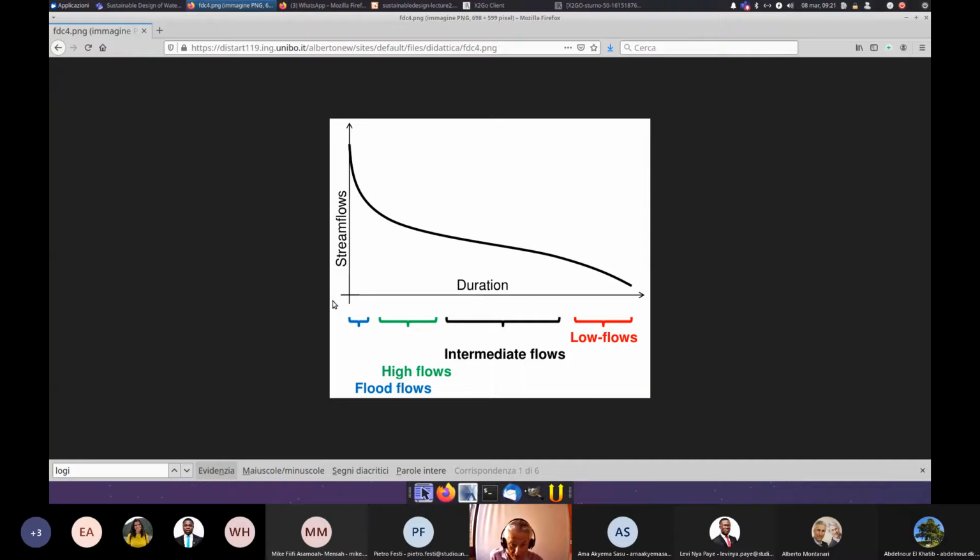First of all, if you look at the flow duration curve, you can get an idea of the variability of the river flows. Basically, if you have a flow duration curve that is very steep in its left part, if you look at this figure and if you look at my mouse, if it is very steep around here, this means that you have a lot of variability.